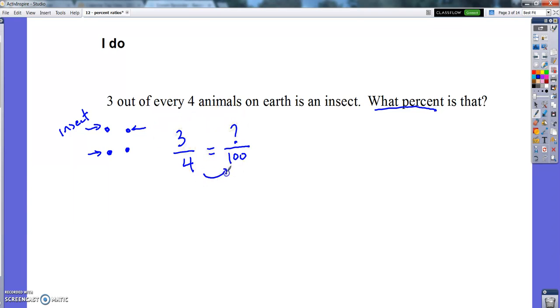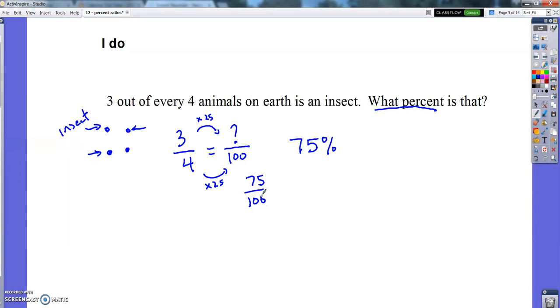I know my denominators are times 25. So my numerators are times 25. And I would say that 75% of all the animals on Earth are insects. Can you believe that? True story. That's all it is to it. It's just a ratio out of 100.